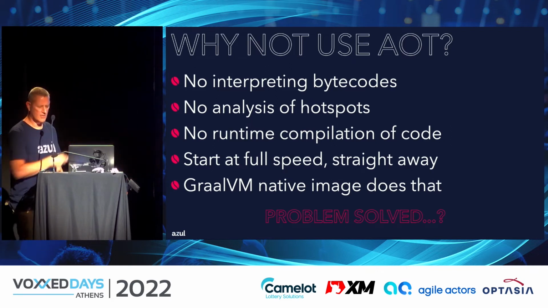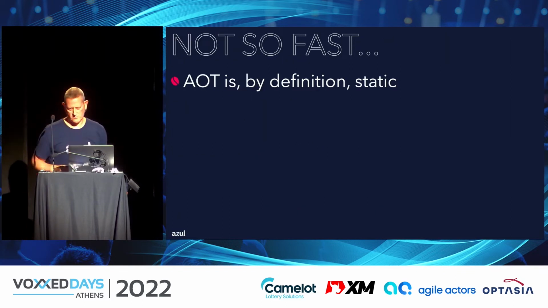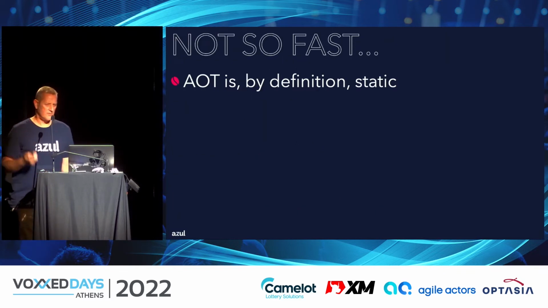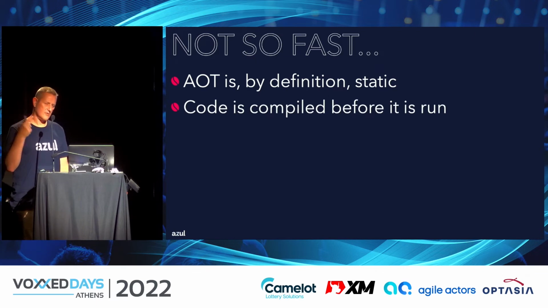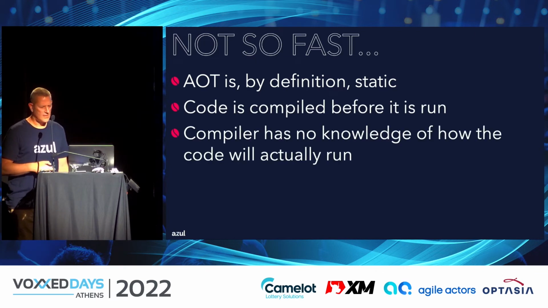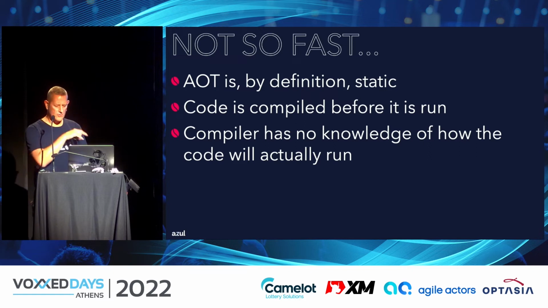Should we all use GraalVM native image? Well, not so fast. AOT is by definition static, and code is compiled before it is run. Right? So the compiler has no knowledge of how the code will actually run later on.